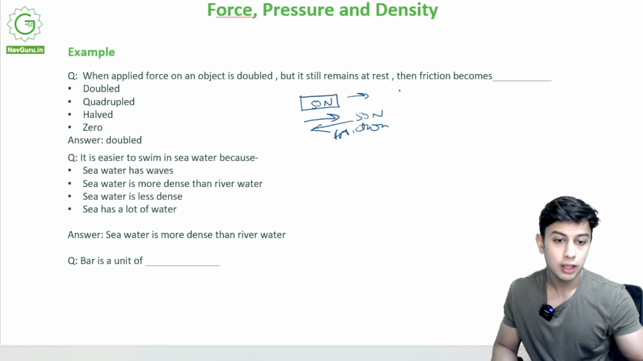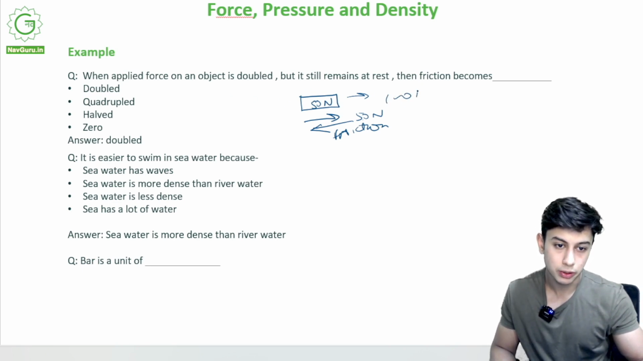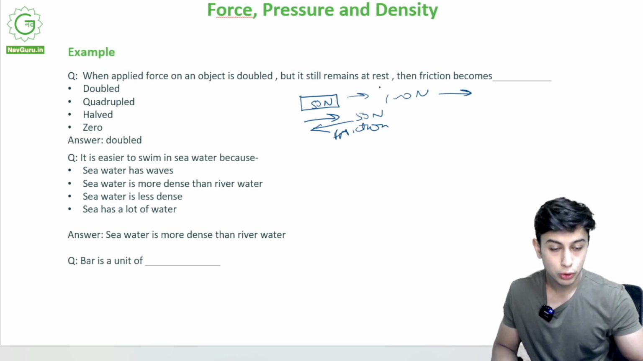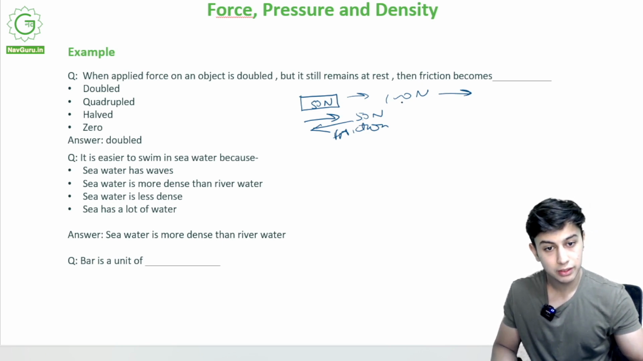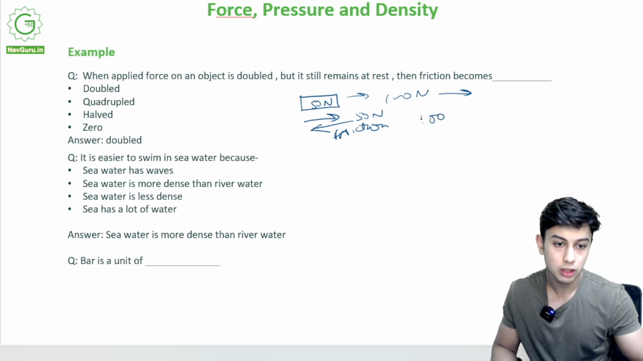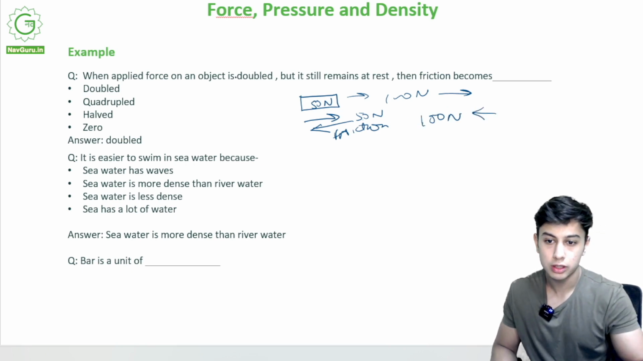Now they are saying, supposedly this force that you were initially putting is doubled. Now it's 100 Newton in this direction. To keep it at rest, how much should be the friction? It should be 100 Newton, right, in the opposite direction. So the friction has also doubled. Answer is doubled.